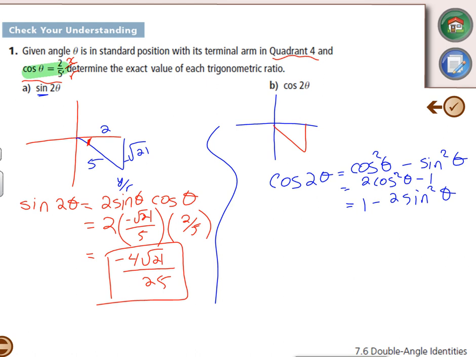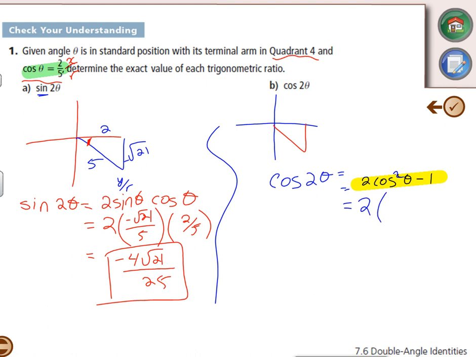Look at what they gave you. They gave you cosine. Why do we want to start bringing in sine into the situation when we could do this whole thing just with the cosine value? That's the one I'm going to choose. I'm not going to choose the other two. Going to make it easy on myself.